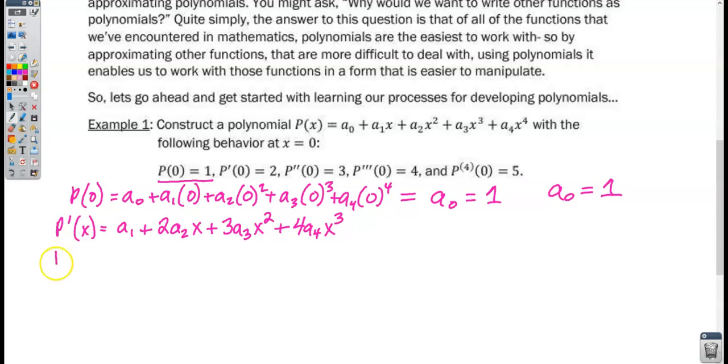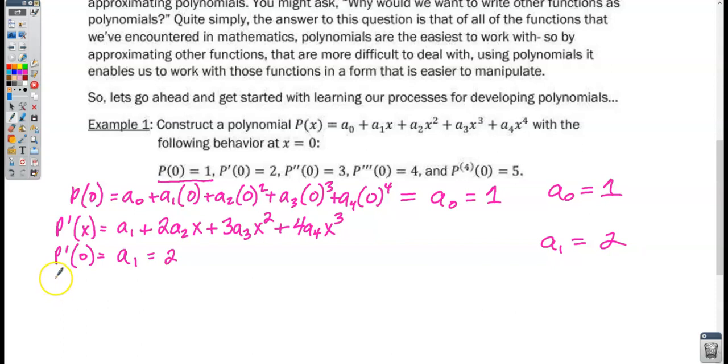So then, p prime of 0 is equal to, again, I'm not going to write it all out like I did for p of 0, but this term and this term and this term are all going to be 0. So p prime of 0 is equal to a sub 1. We also want p prime of 0 to be equal to 2, and so from this we can glean the information that a sub 1 is equal to 2.